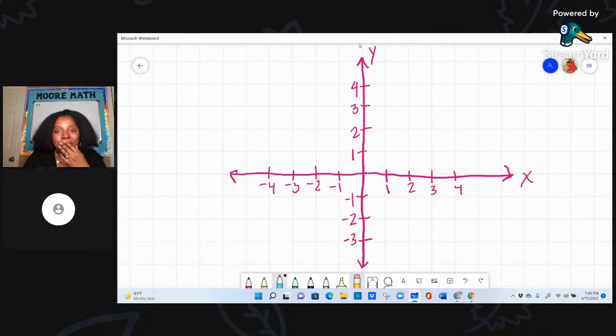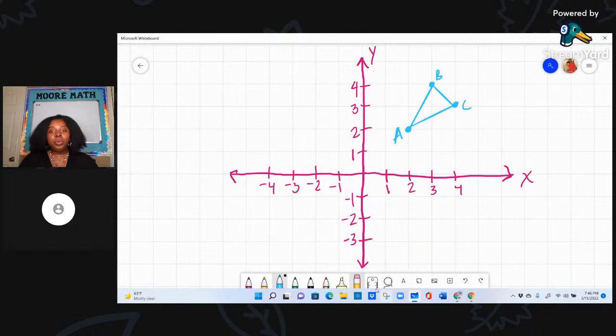So let's say we have a triangle. All right, this is point A, this is point B, and this is point C. Okay. So let me connect them. All right. So this is point A, B, and C. And they want you to reflect it over the x-axis. So we'll start with the x-axis and then we'll do the y-axis, okay?